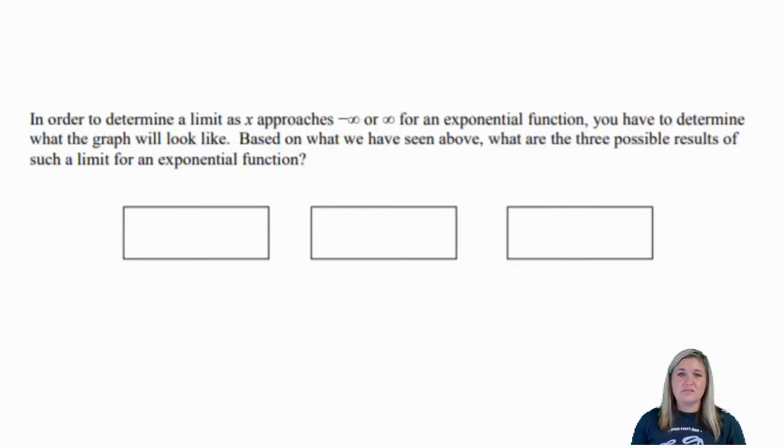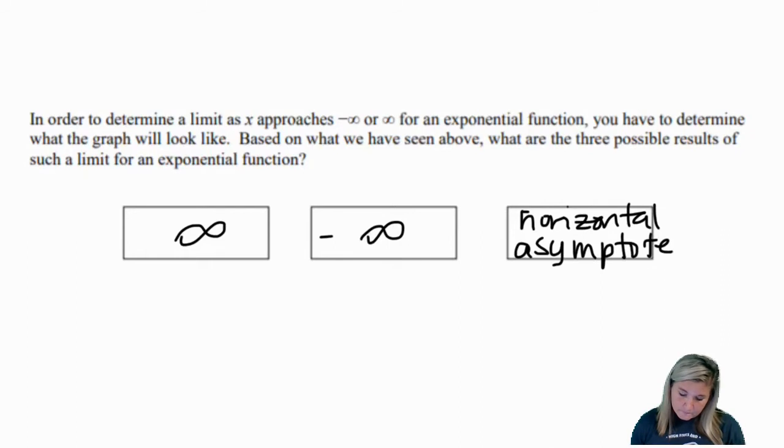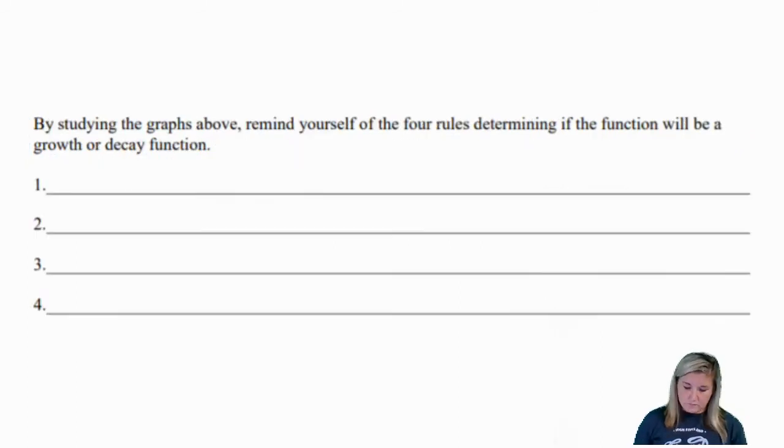So based on this information, you can see that as x approaches negative infinity or positive infinity for exponential functions, you have 3 possible outcomes. You either have positive infinity, negative infinity, or the value of that horizontal asymptote. And then by studying those graphs, you can remind yourself of the 4 rules determining if a function will be growth or decay. Okay, so we can tell, is it going to be shooting upwards or is it going to be approaching that horizontal asymptote?